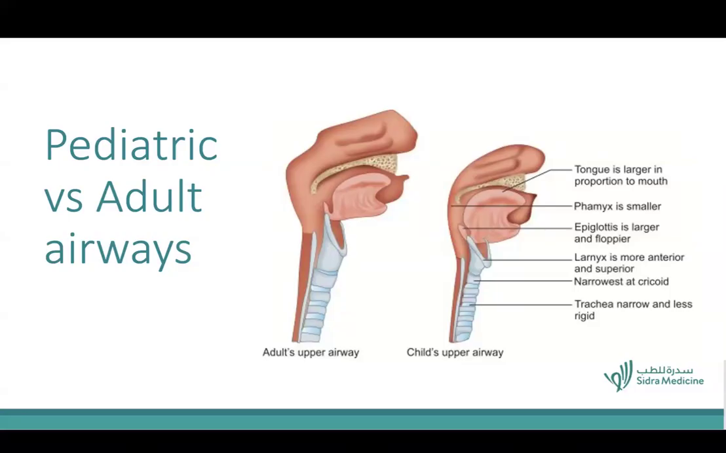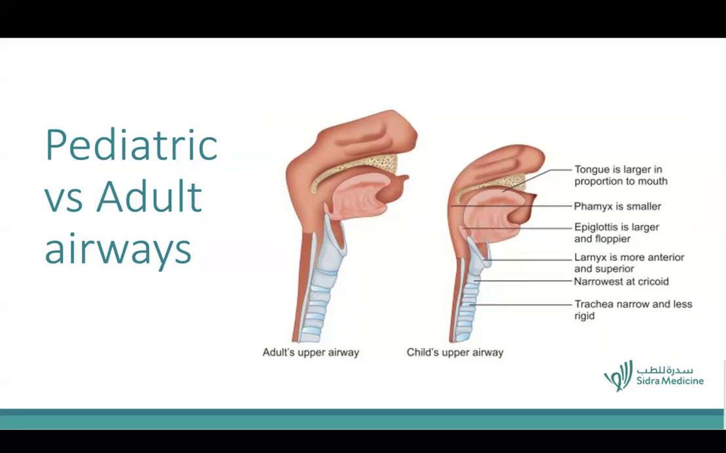Your epiglottis is a bit floppier, and therefore, usually placing the tip of your laryngoscope in the vallecula is the ideal place to be. Your larynx is a little more anterior and superior, especially in infanthood, and therefore practicing laryngoscopy is really, really important to ensure you have a good view of the vocal cords and the glottic inlet.